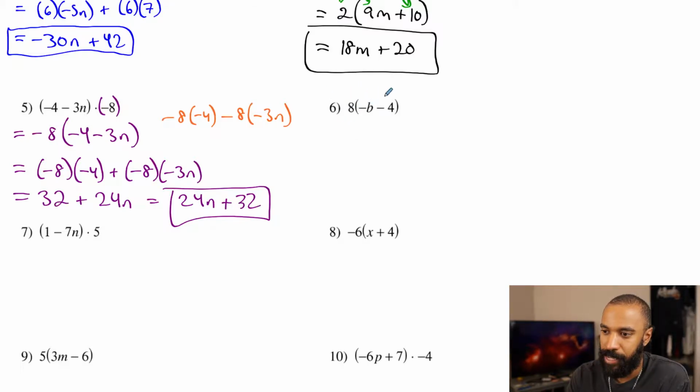8 times -b is -8b. So sometimes people do things just with these signs instead. So they're like, let's kind of do this one mentally. 8 times -b is -8b, and then you write a minus because it's there, and then you say, okay, 8 times 4 is 32. That works. That's the right answer.